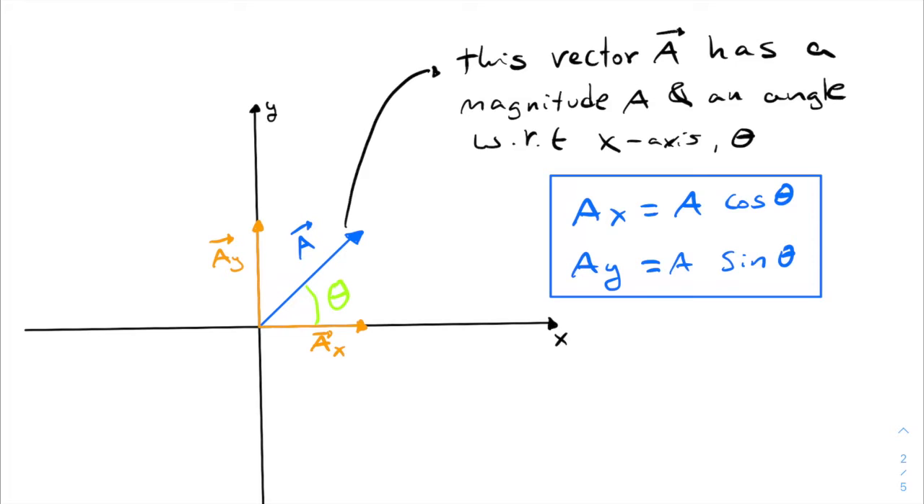So now I want you to imagine that we have this vector A, which has some magnitude A and some direction, or in this case, which is the same thing, the angle with respect to the x-axis, theta. Then by basic geometry, we can derive these equations that say that the x component of the vector, Ax, is equal to the magnitude A times the cosine of theta, the angle. Then also the y component of the vector, Ay, is equal to A times the sine of theta.